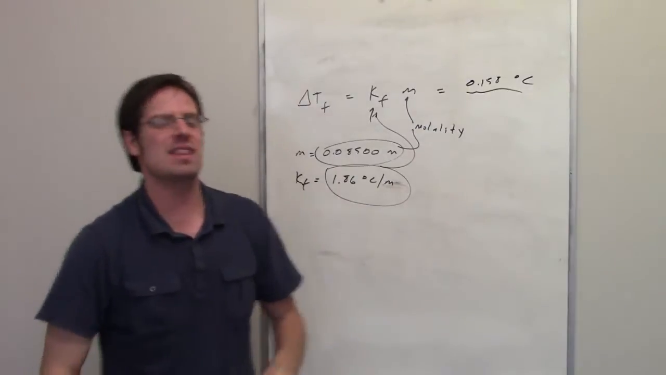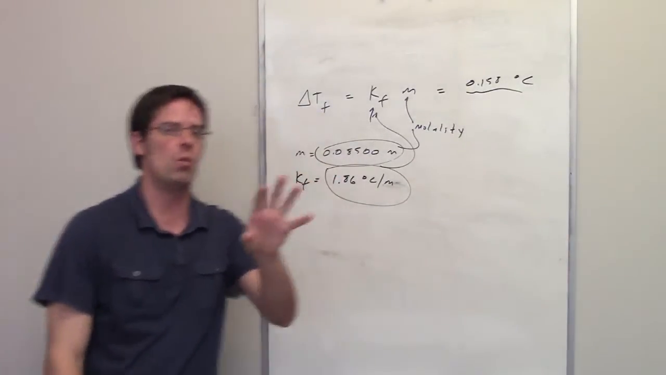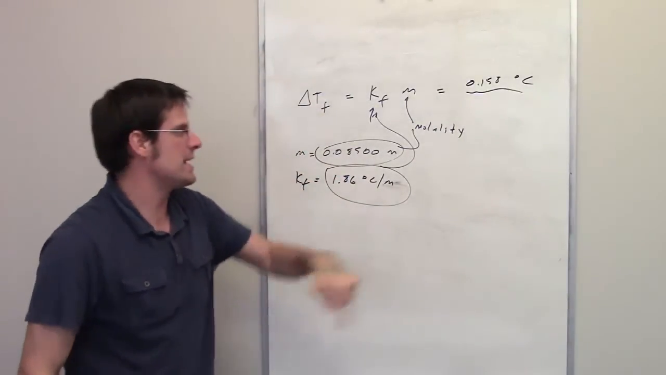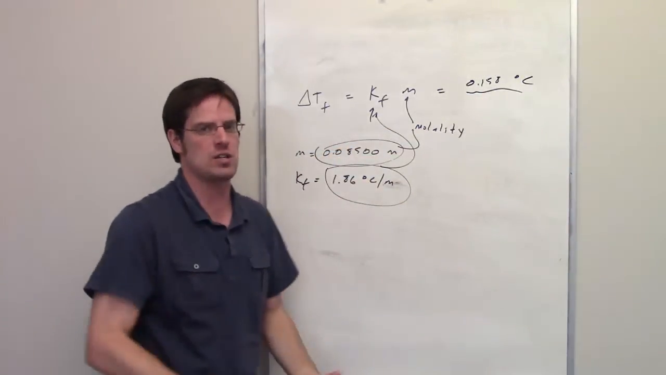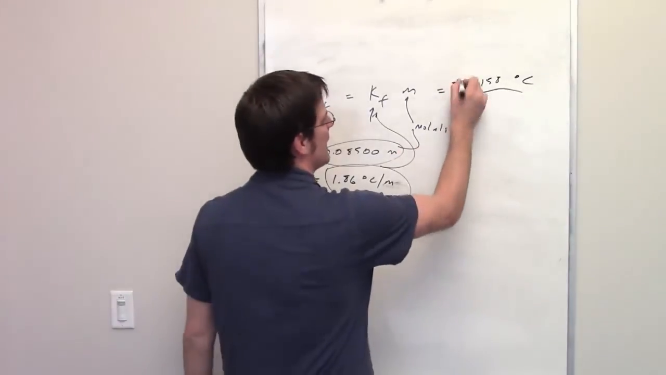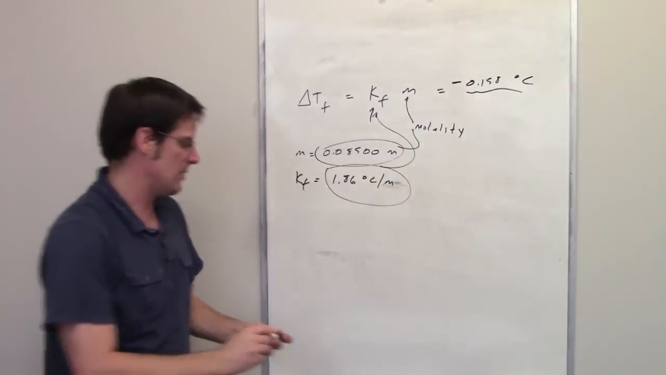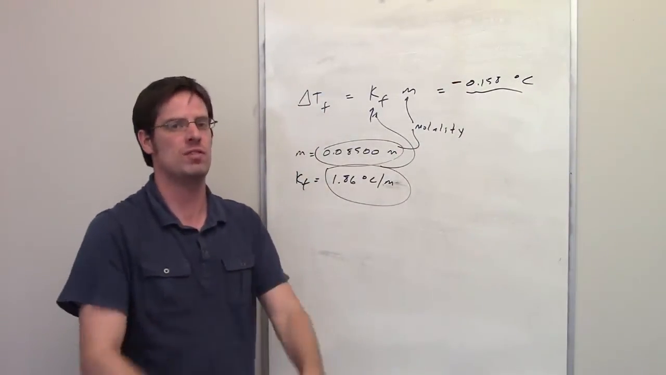That means then that the freezing point of water will be decreased by that many degrees Celsius under this concentration of glucose. So the correct answer is going to be negative then. So it will decrease the freezing point temperature by negative 0.158 degrees C.